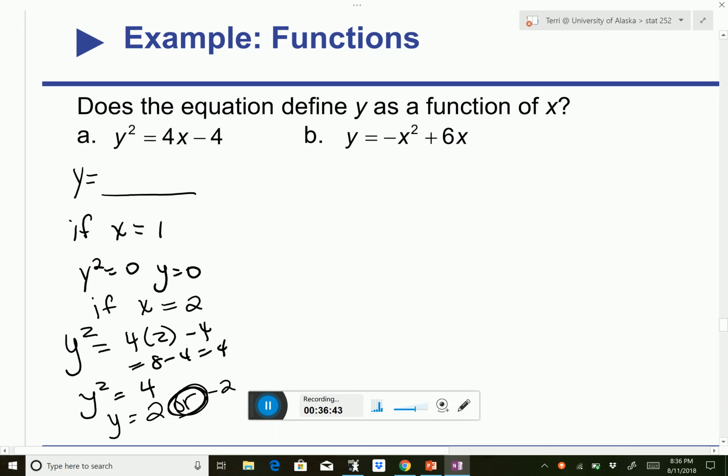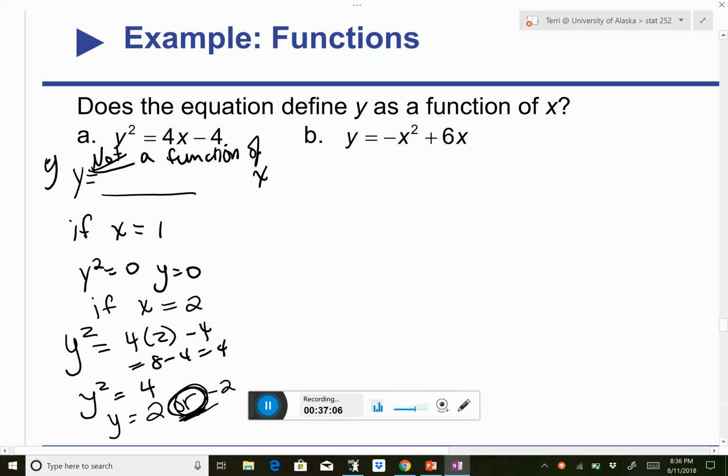That's the problem. If I try to put x in and solve for y, and I get some kind of an or situation, then this is not a function. So this means that y is not a function of x.